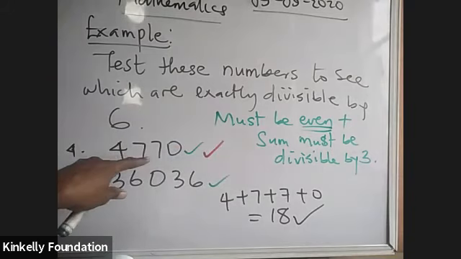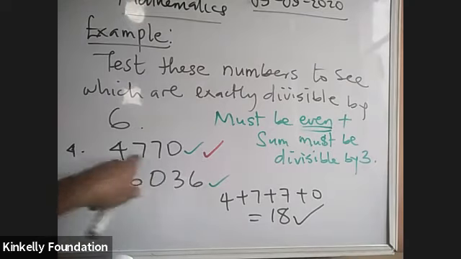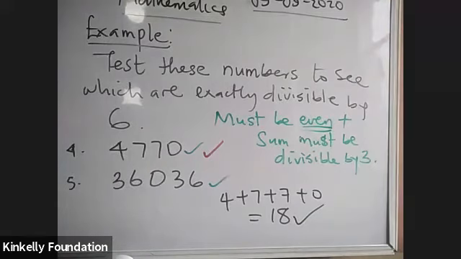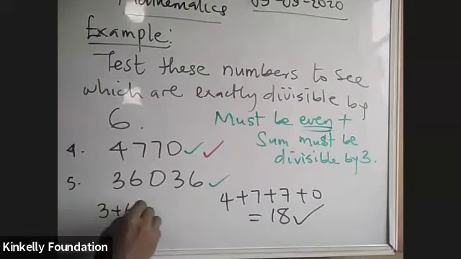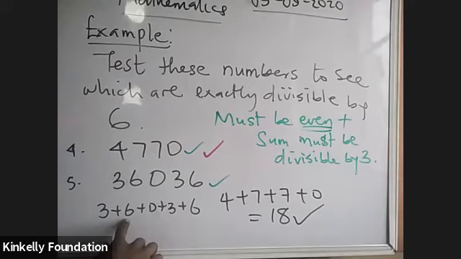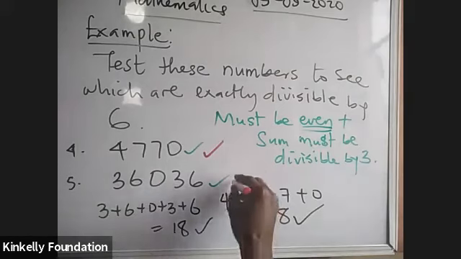So which means that 6 can divide this. So far as this divisibility by 2 and divisibility by 3 holds, this number can be divided by 6. And in the second one, we have 3 plus 6 plus 0 plus 3 plus 6. When you add, 3 plus 6 is 9, plus 0 is 9, plus 3 is 12, plus 6 is 18. So this is also 18, which means that the number can be divided by 3.